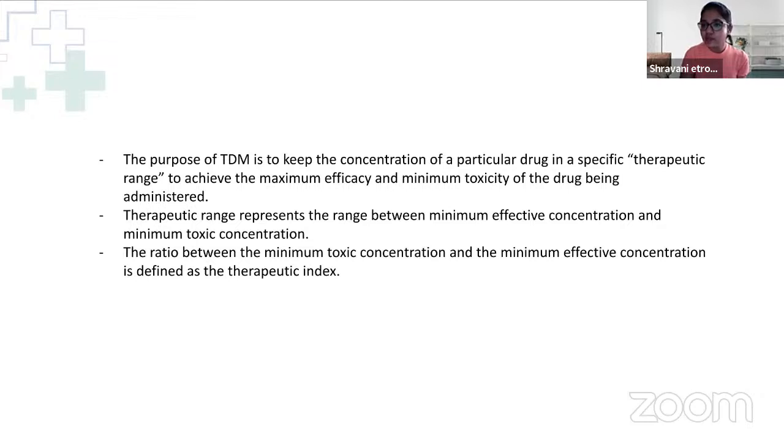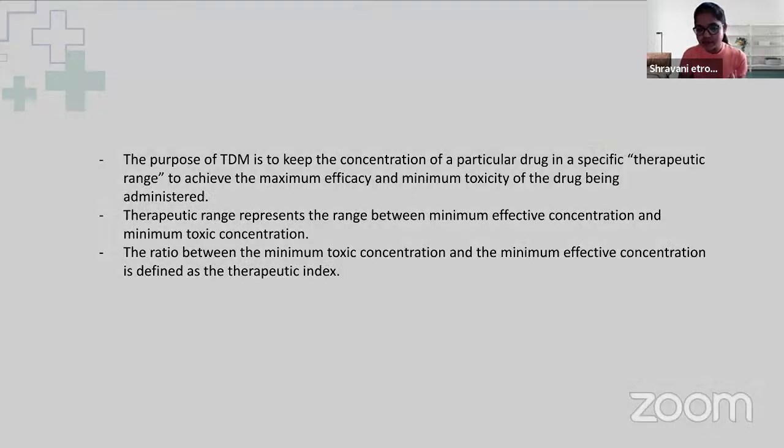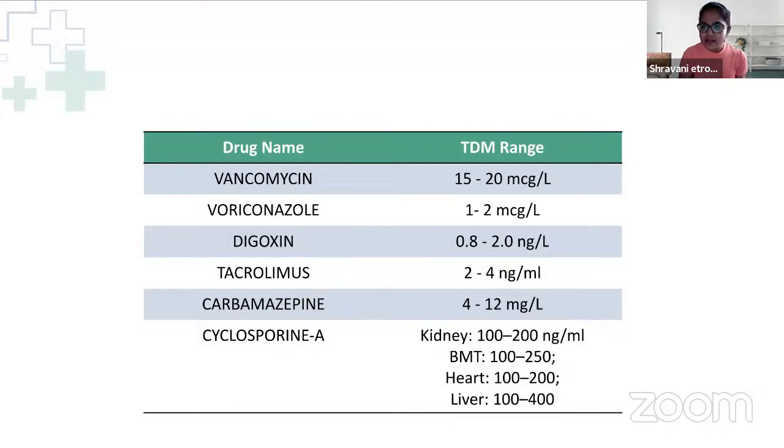Now we learn about a few drugs and also the therapeutic ranges of such drugs. So vancomycin. Vancomycin is most commonly used in hospital settings. For vancomycin, the TDM range is 15 to 20 mcg per liter. And then comes voriconazole. With vancomycin, patients receive it for a prolonged period, so we want to monitor the TDM range because vancomycin is highly nephrotoxic. We have to dose the patient in such a way that it doesn't harm the kidneys, I mean, it doesn't reach toxic serum concentration.